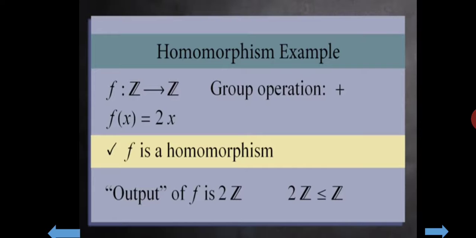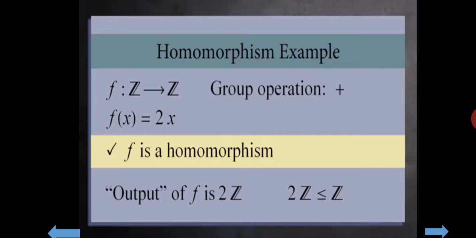And notice that the output of f is the set of even integers, and the even integers are a subgroup of the integers. And to further understand what homomorphisms and isomorphisms are, here is a video. Let's watch this.